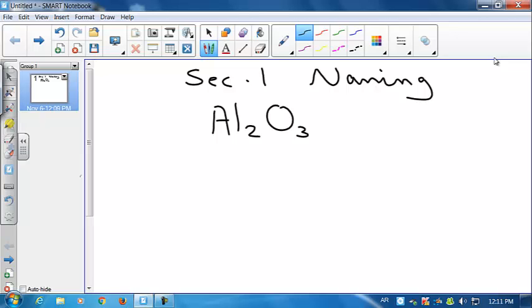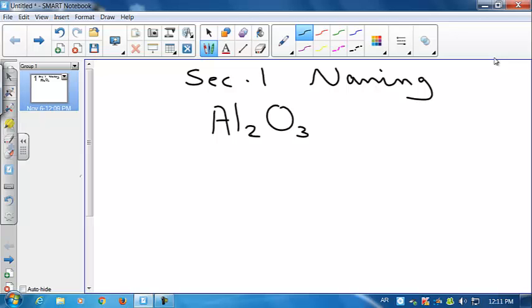Number one, it shows the type of atoms involved. So aluminum and oxygen are involved in this formula. Number two, it shows the number of atoms in each molecule. Here, the subscript 2 under the aluminum means it contains 2 atoms of aluminum and 3 atoms of oxygen. It also gives me the ability to calculate the molar mass.